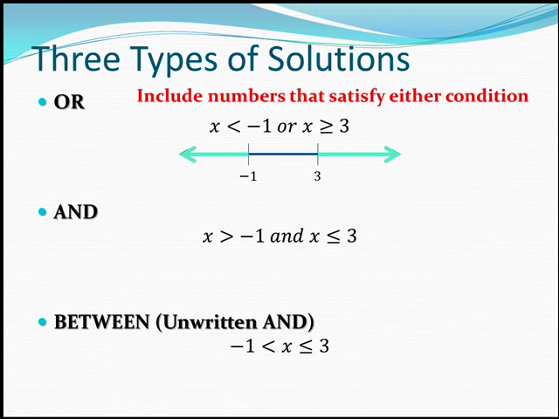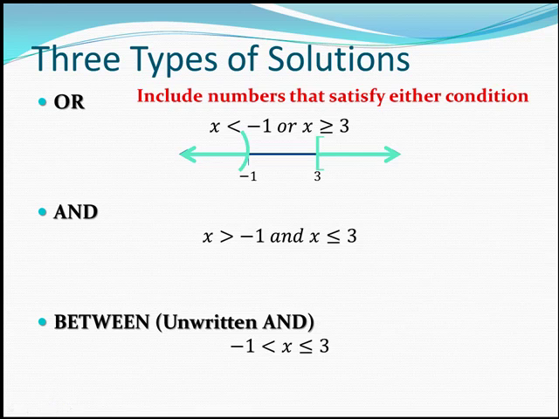We also have to pay special attention to our boundary points, -1 and 3. -1 is not included in our solution set because there's no equal to. So we use a parenthesis facing the shaded area to indicate that. 3 is included, so we're going to use a bracket facing that shaded area.